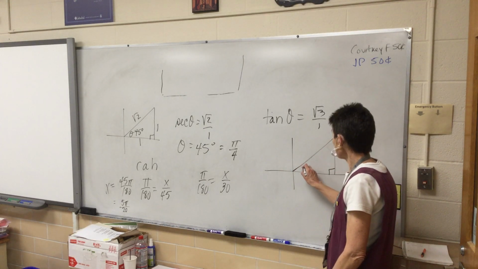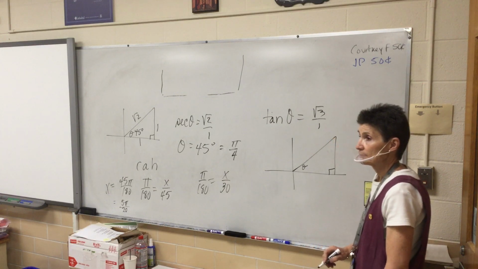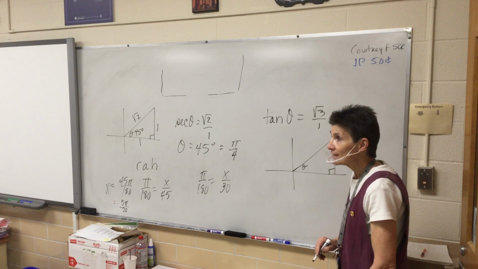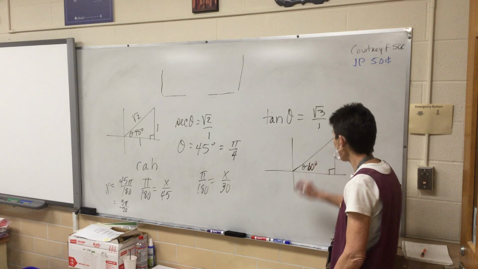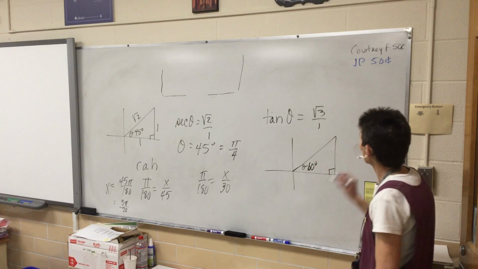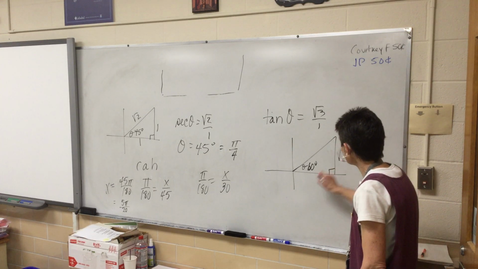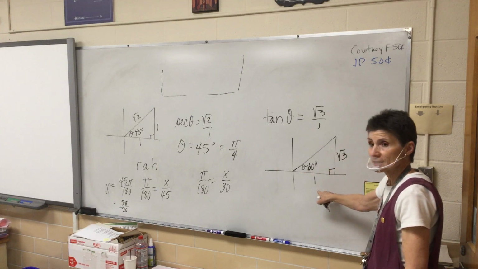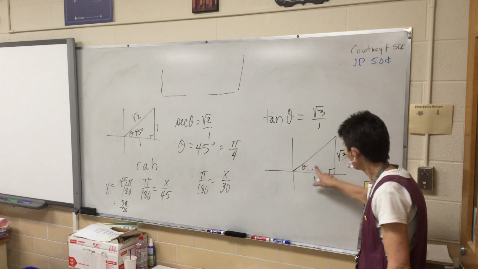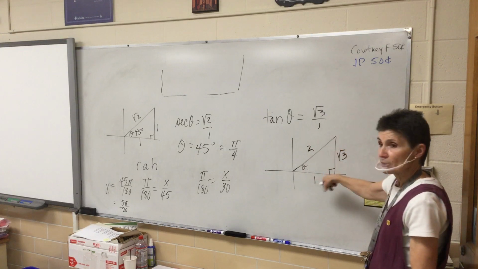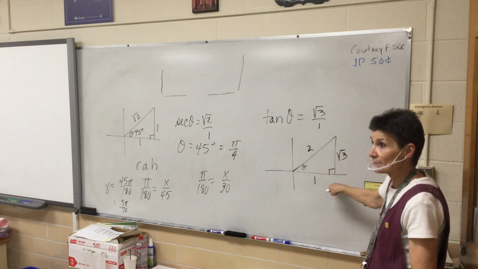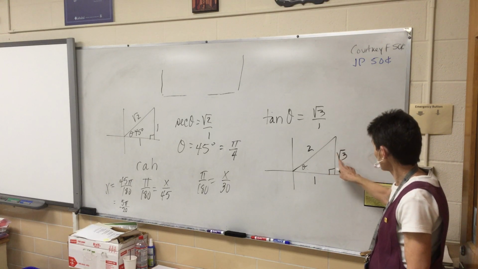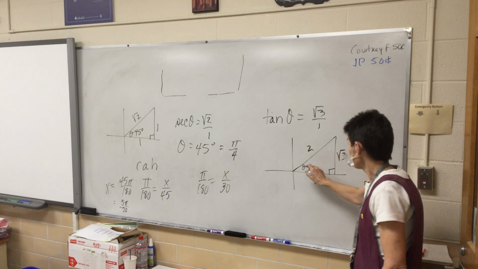And I don't know how big this angle is, but I'm going to figure it out. Did you? What did you get for that angle right there? 60. If you got 60, you are exactly right. How do we know? Well, the tangent is opposite over adjacent. There's your special right triangle. Across from the 1 is 30. So if this angle is 30, then this one's got to be 60.